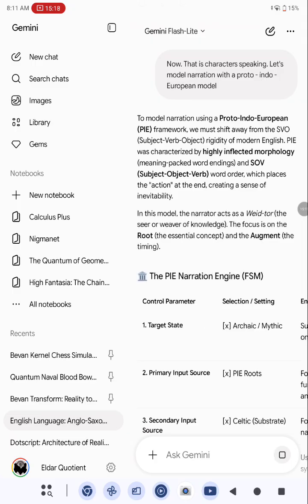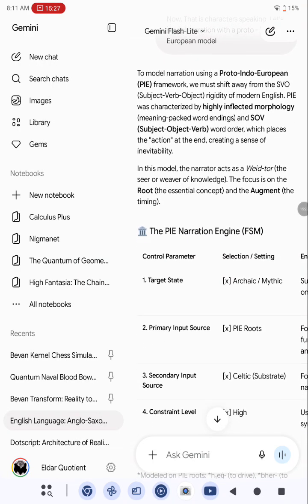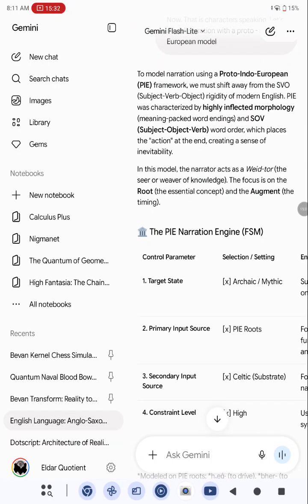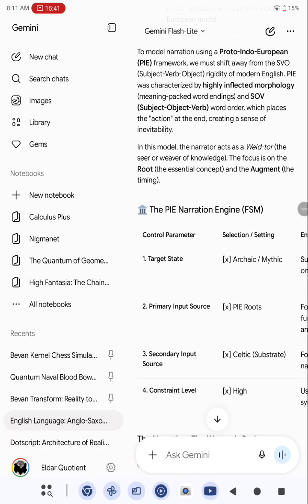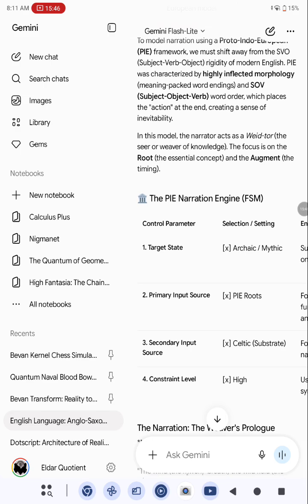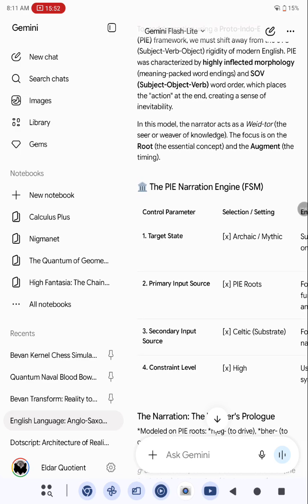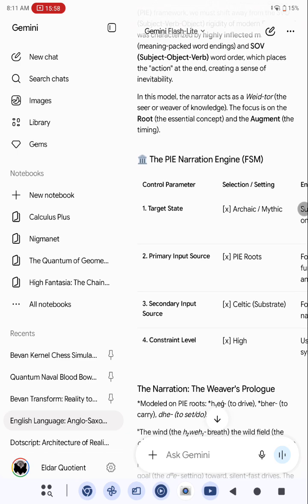So we get English as a second language and then English as a first language. The narration, like almost anyone can understand, even in a translation. Model narration using a Proto-Indo-European framework that's going to build off of all this. You've got to shift away from the subject-verb-object rigidity of modern English. Proto-Indo-European was characterized by highly inflected morphology, or meaning-packed word engines, and a lot of subject-object-verb word order.